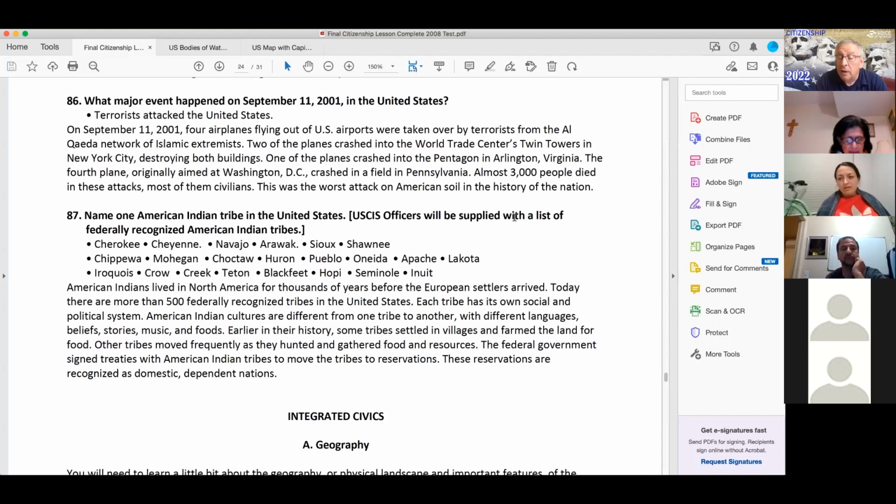But you need to know that 2 planes went into the towers, and then one went into the Pentagon, and then the passengers on one of the planes took over the plane and had it go down in Pennsylvania. So there were 4 planes that were part of the weapons used on that day.